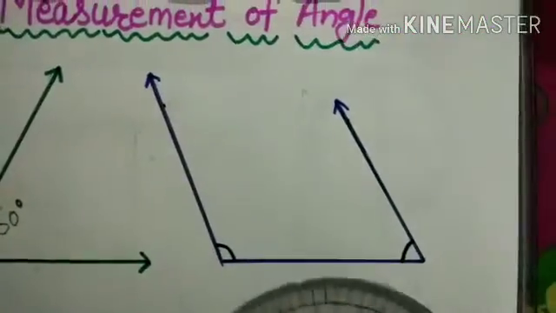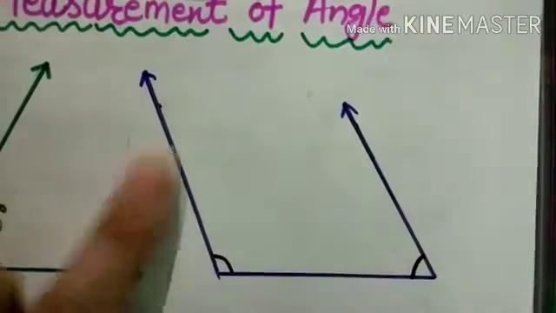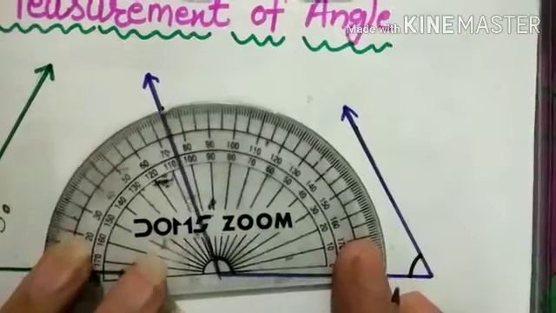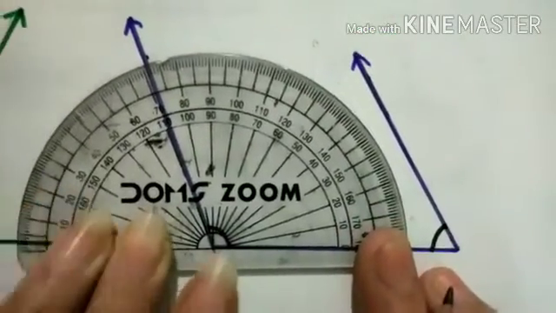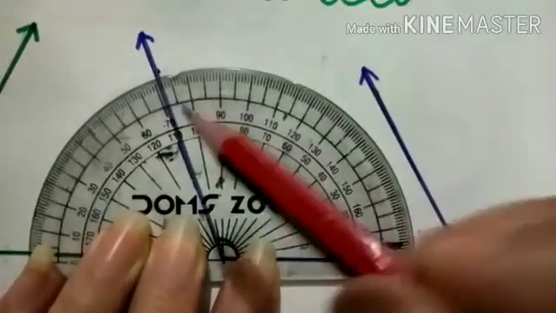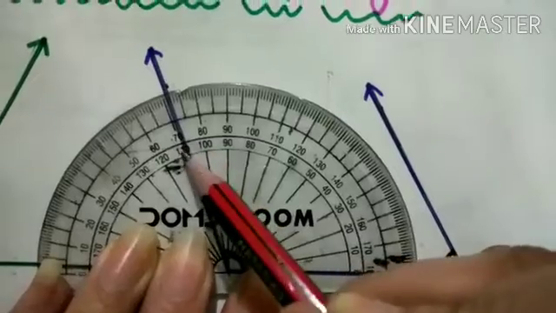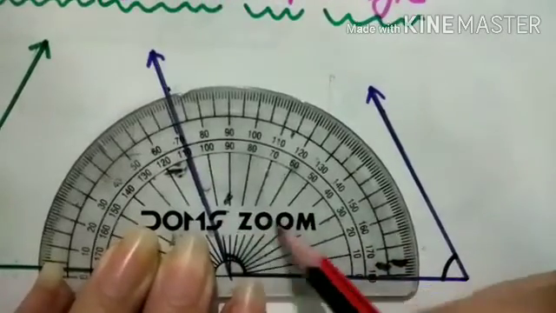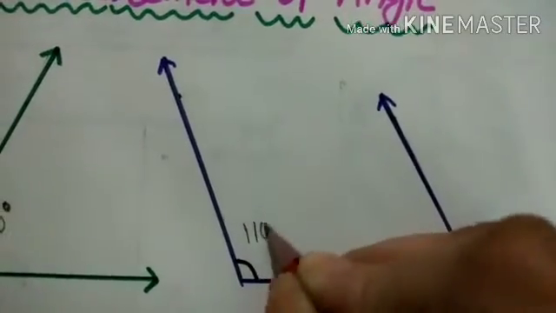Now in the next figure, this is the figure, this angle, again this side angle. Now we will again put this protractor here, and we will read the inner side angle. Inner side we have 110 degrees, and this is an obtuse angle. We can see that this is an obtuse angle. So the measurement of this angle is 110 degrees.